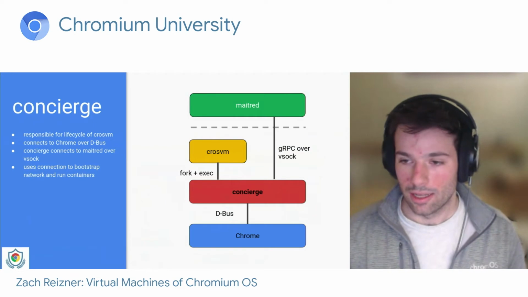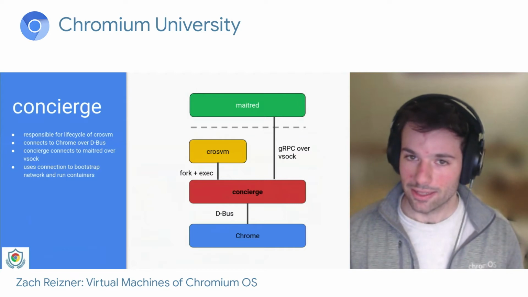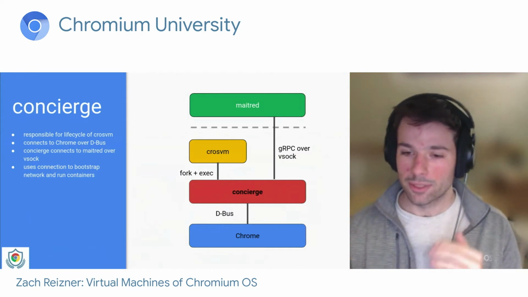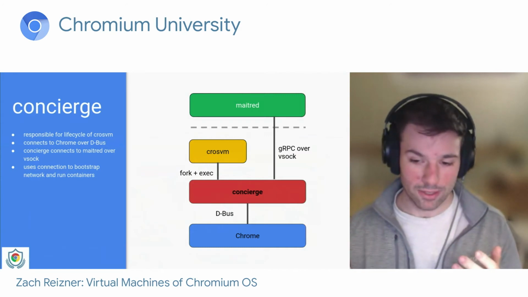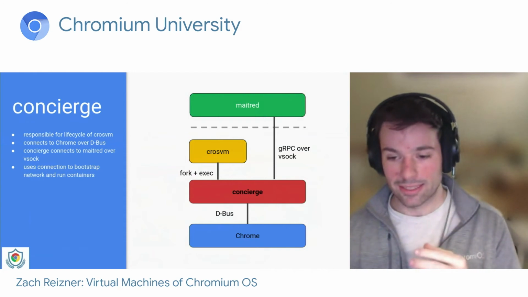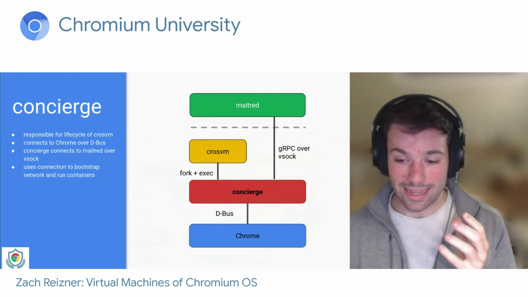So the VMs all have something running on the host side and on the guest side. For demonstration purposes, I'm going to be talking about Crostini, but this isn't true for all the other kinds like the Manatees and the ArcVMs. They all have their own sort of host side, guest side daemon pairs.